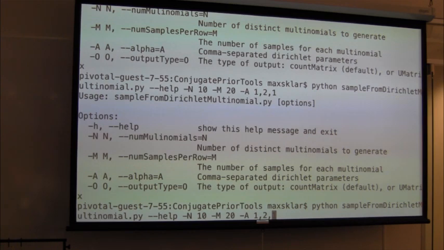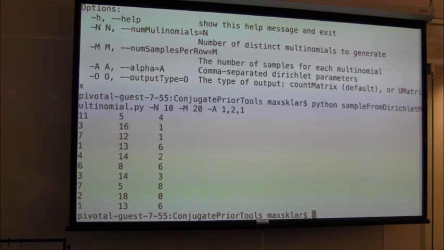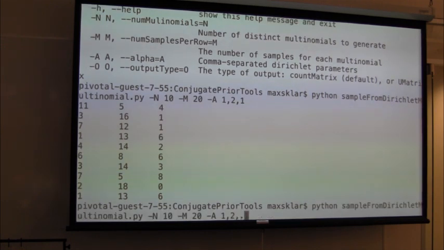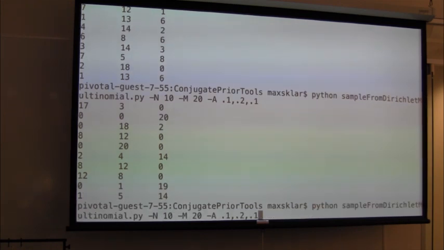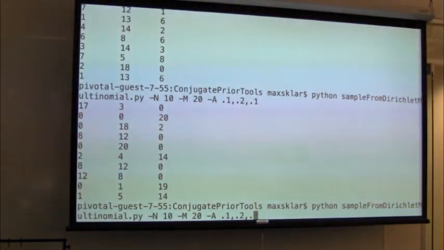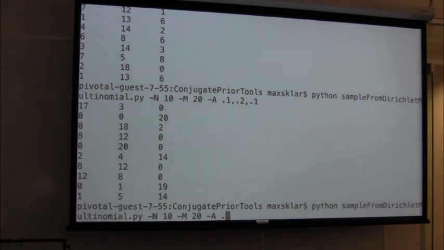What's it saying here? Oh, I still have help. There we go. And there are our rows. Now let's look at a Dirichlet that's got a much lower weight. So maybe I'll do 0.1, 0.2, and 0.1. You see how the data is much less mixed up. There's a lot of zeros. There are a few where 20 or 18 or almost all of them are in one category. Let's do one that's a lot higher. Let's try 10, 20, 10. Now we can see that they're all roughly in the same proportions.